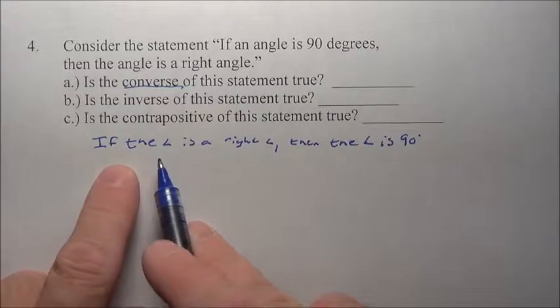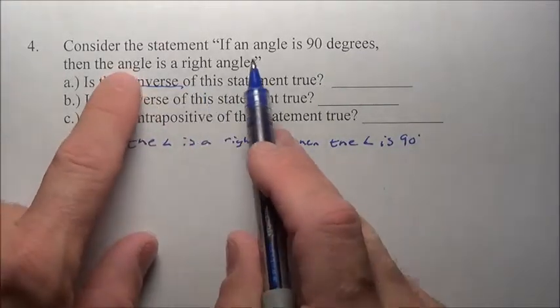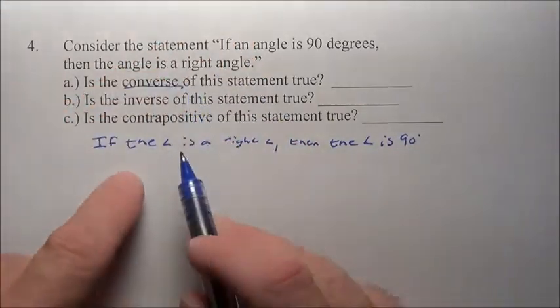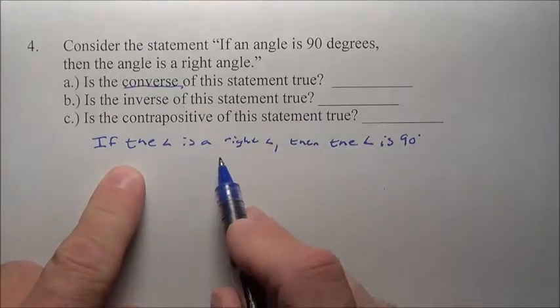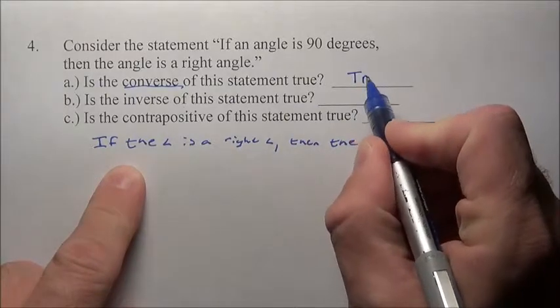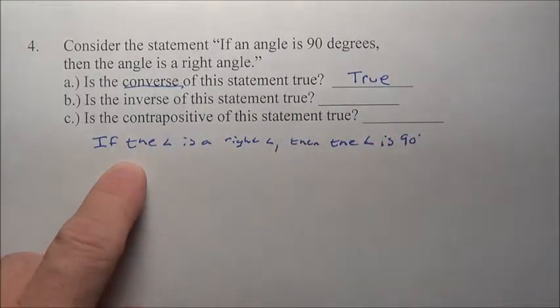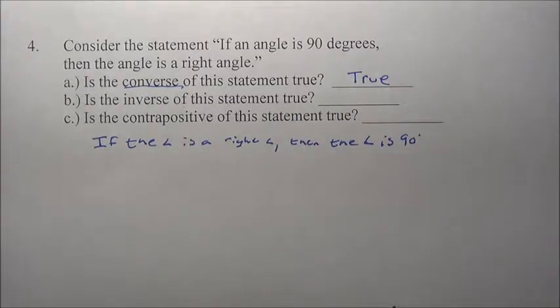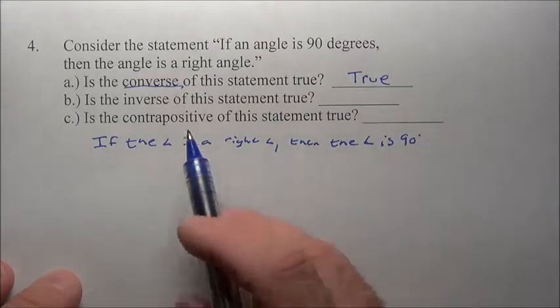So let's see if this is a true statement, because all I did is I took the converse of this. I switched the if and the then part, and I'm going to see if it's true. If the angle is a right angle, then the angle is 90 degrees. That is true. So yes, in this situation, the converse of this statement is true. Now that's normally not going to happen. But in this situation, the converse is true.